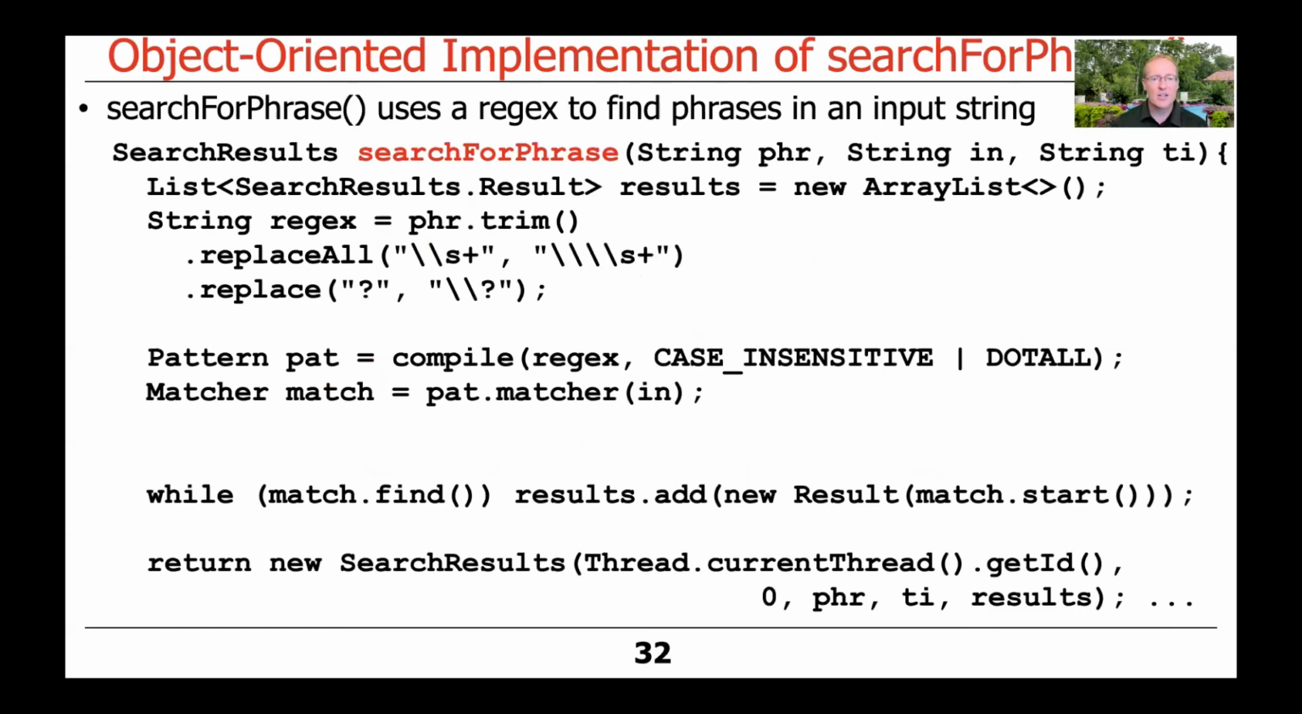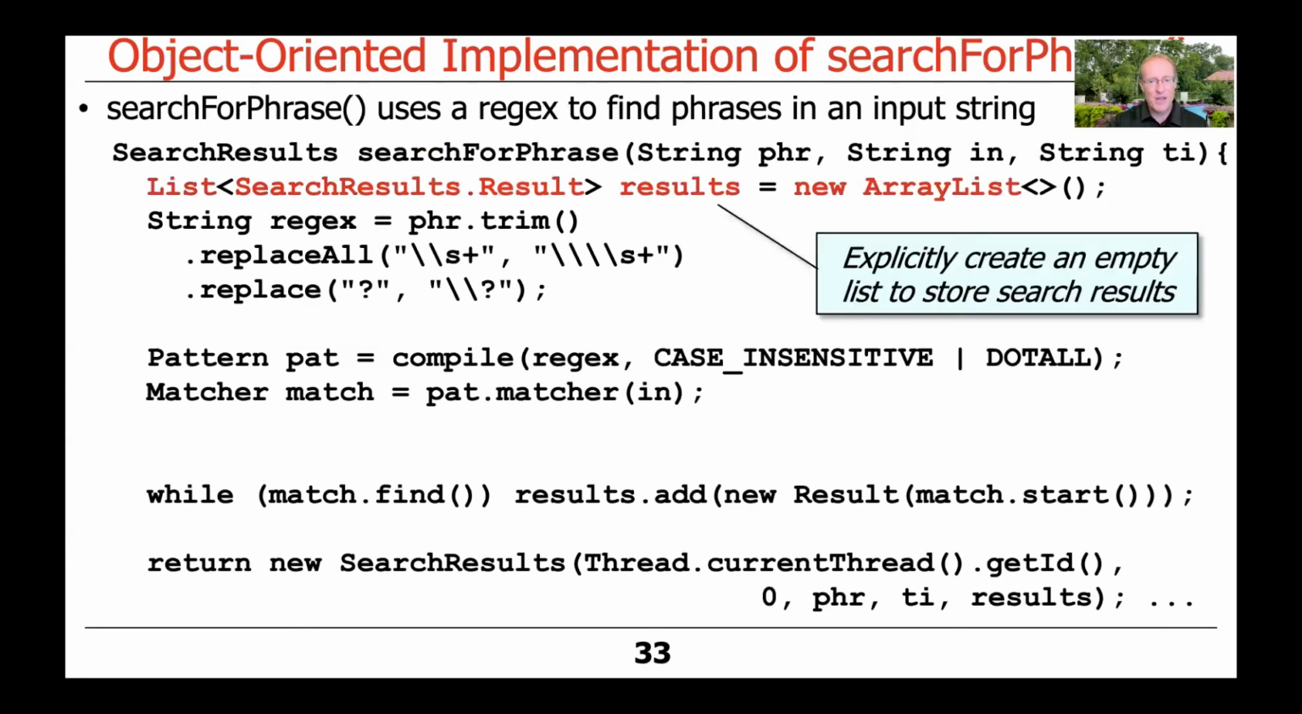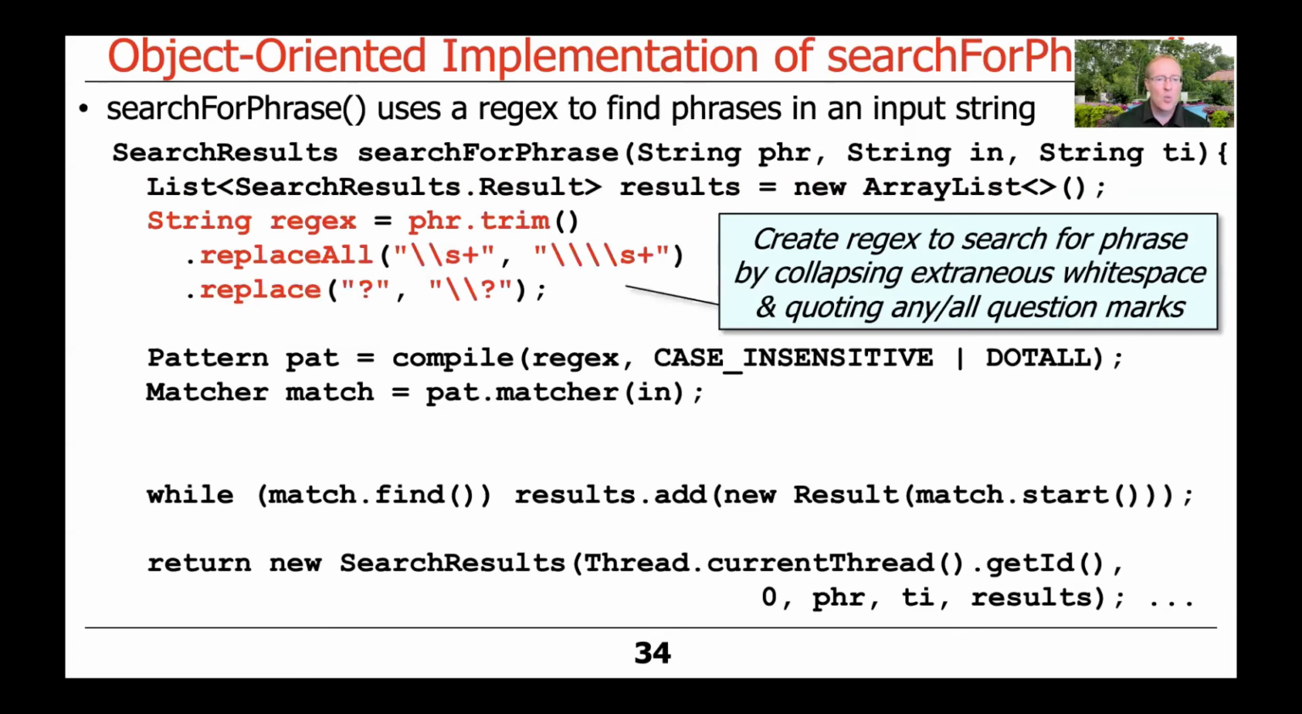Very quickly, let's take a look at the searchForPhrase method. This is used to find phrases in an input string. Once again, we have to explicitly create a local variable, which will keep track of the array of search results, result objects. We then make a regular expression, which is going to take the phrase that we give it and get rid of all extraneous white space and quote any and all question marks, because they're treated specially by the regular expression processing in Java.